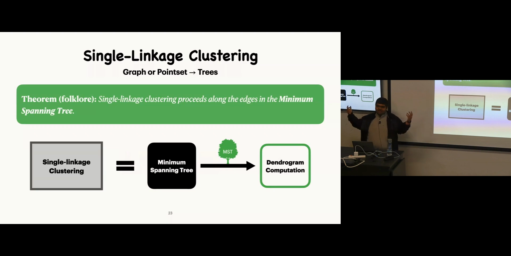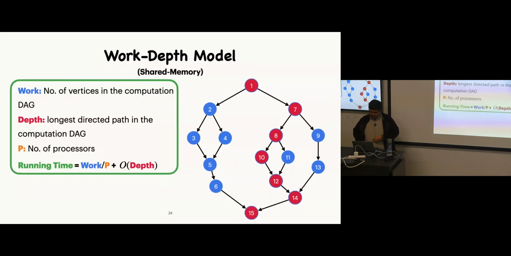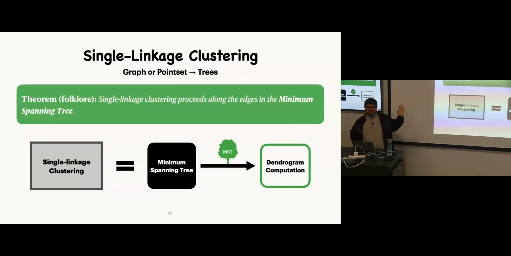First, given your data set, you can compute the minimum spanning tree over that data set. And once you have the minimum spanning tree, now the question is, given this tree, can I compute the dendrogram efficiently, right? So that is the problem. Is everything clear so far? Any questions? I guess there is some sort of consistent tie breaking, so we can just assume the weights are unique for now.